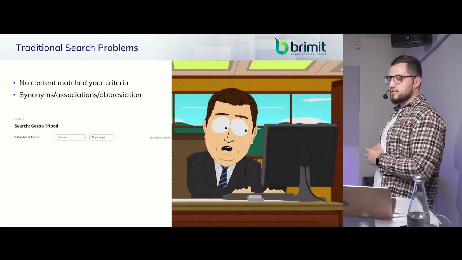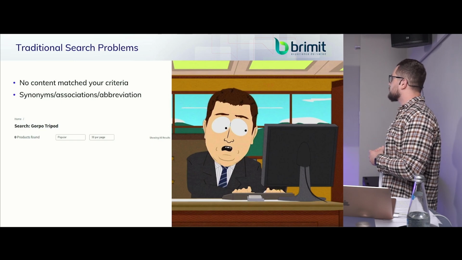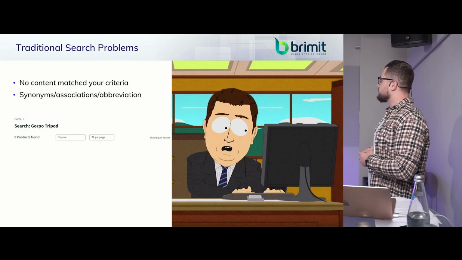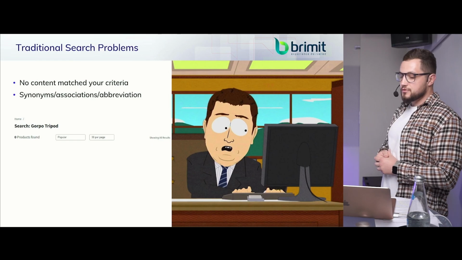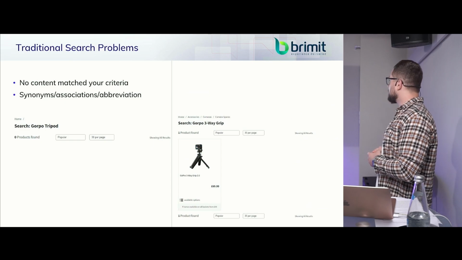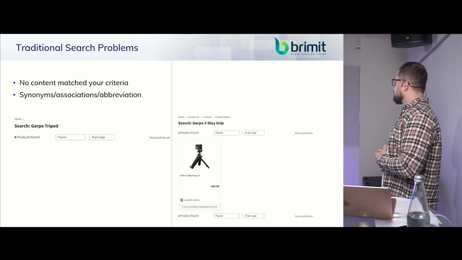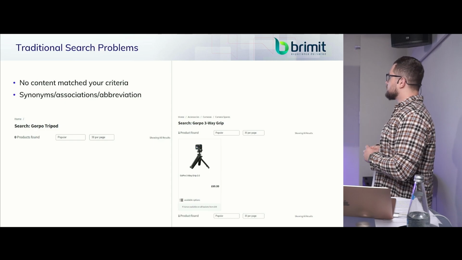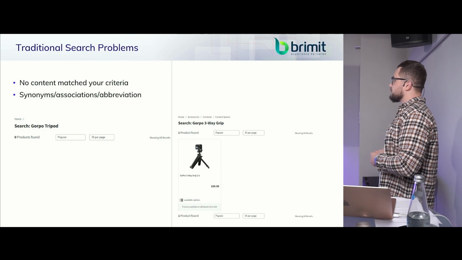The next problem is that it doesn't understand synonyms, associations, and abbreviations. For example, I also tried to find a GoPro tripod, but I got no result. Finally, of course, I found in the menu navigation what is needed, with the right spelling: it is GoPro 3-Way Grip. But as you see, this search also cannot find this result by my keywords like GoPro tripod.